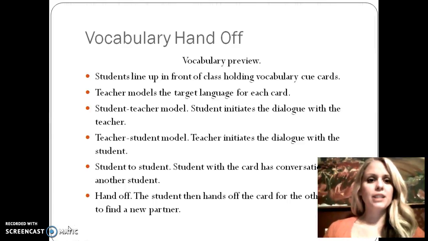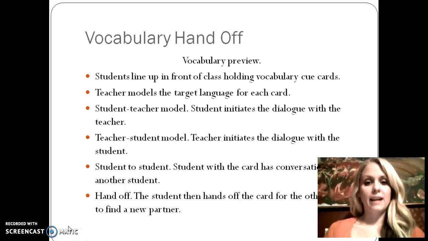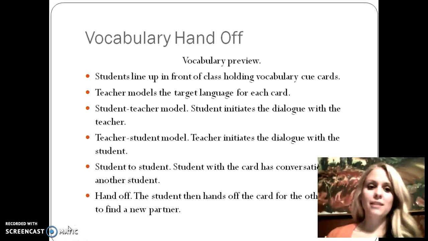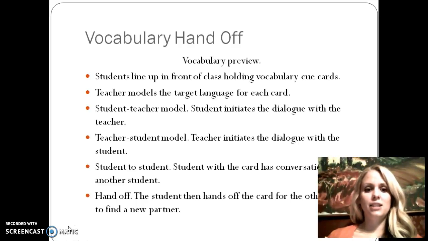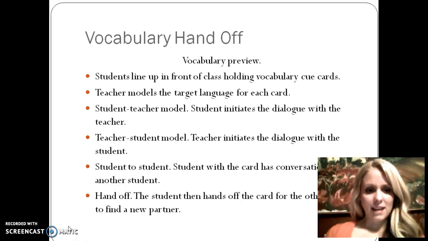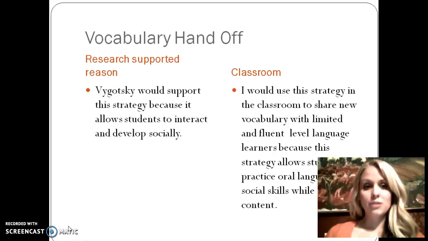The first strategy that I chose was vocabulary handoff. This is where students line up in front of the class and hold their vocabulary cue cards. The teacher models, then the student teacher models, and finally it goes student to student.